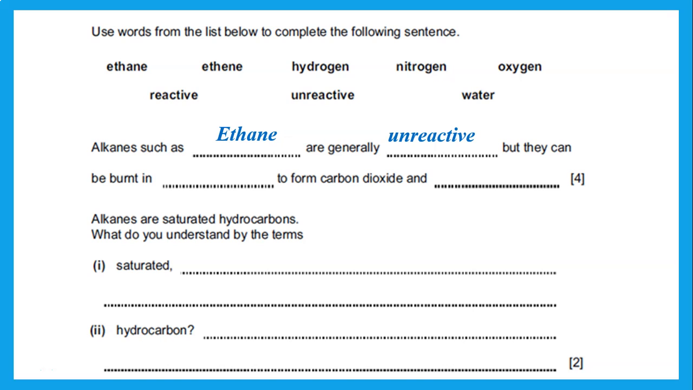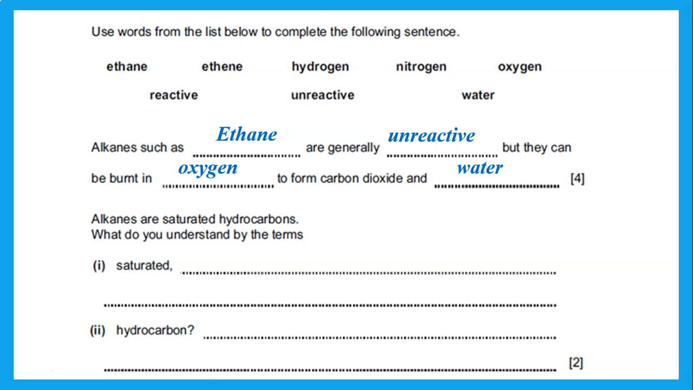They do only a few reactions. Alkenes will do many more reactions than alkanes. So we say that alkanes are generally unreactive. But they can be burnt. So one of the reactions that they do is combustion. And they can be burnt in what? When we burn it, it reacts with oxygen to form carbon dioxide and water.